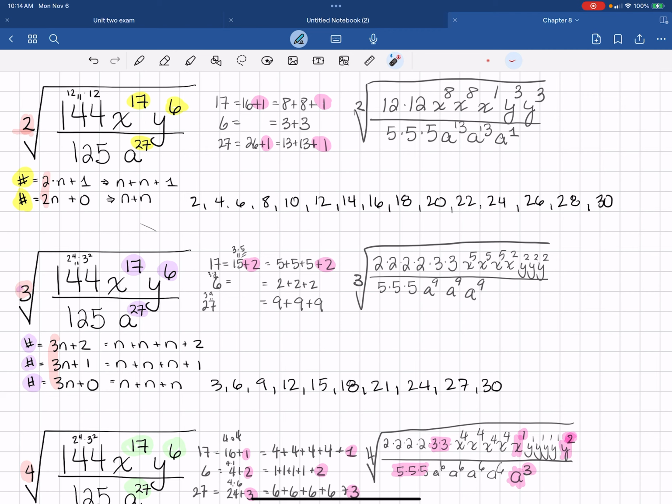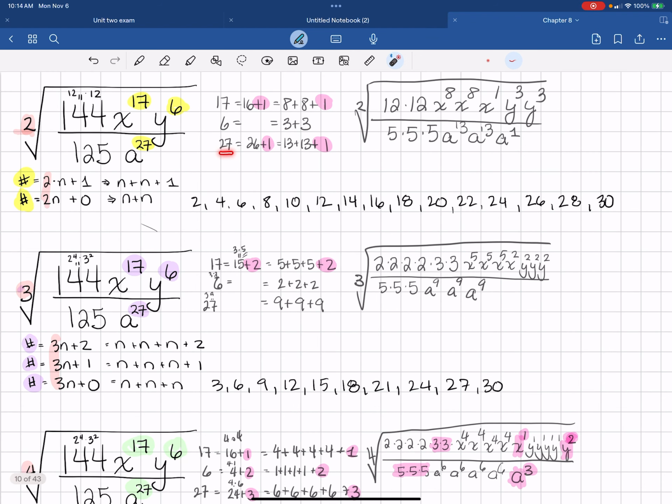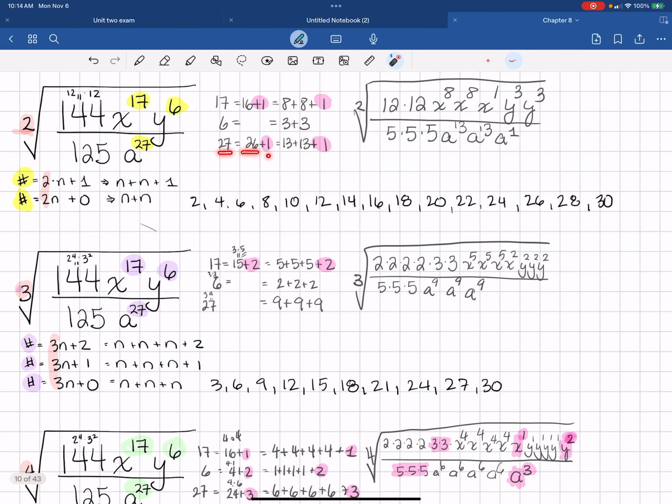So anytime we have a number, we can shift it into 2 times the number, like here 6 is 3 plus 3. 27 is odd, so it's 26 plus 1. 26 breaks into 13 plus 13, plus 1. And so what that allows me to do is I can take this number, 144 x to the 17th y to the 6th over 125 a to the 27th.